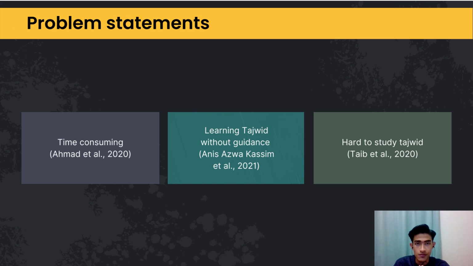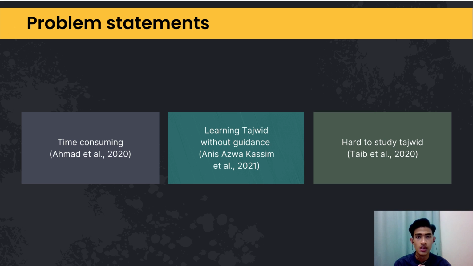We have three problem statements here, which is first, time consuming. It is a fact that the efficient Tajweed learning technique is through face-to-face learning and word-of-mouth lip reading. However, it is time consuming and requires face-to-face learning between teacher and students. Second is learning Tajweed without guidance. Sometimes Muslim children recite Quran without the presence of the Quran teachers. For those who are in a learning process, they will face problems in reciting Quran without a teacher by their side to guide them. Lastly, hard to study Tajweed.